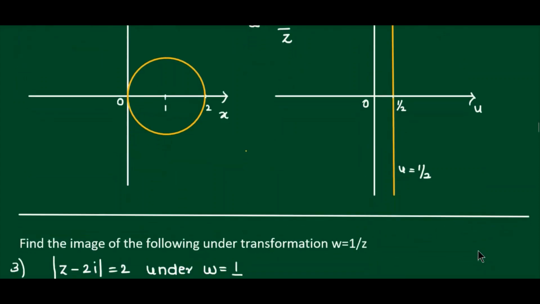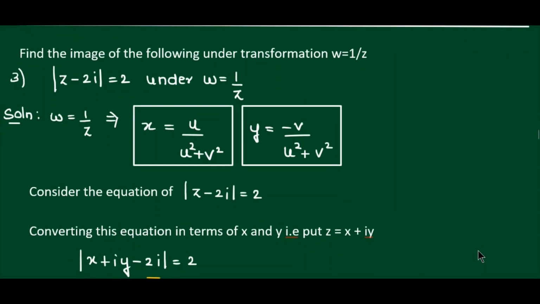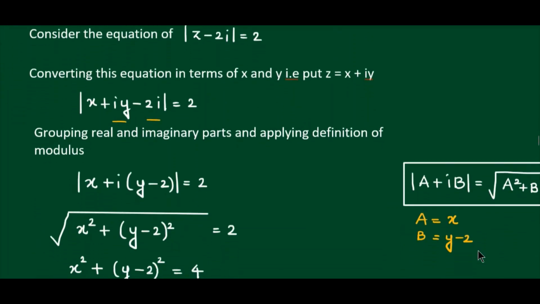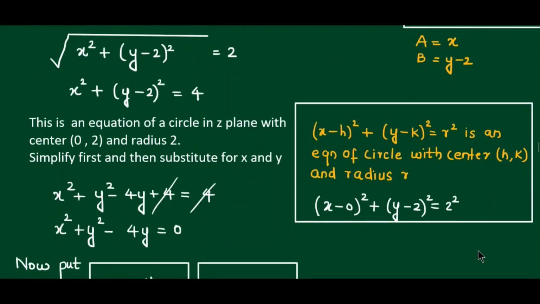Now, let us proceed with our second example. Find the image of the following under the transformation w equal to 1 by z. Here we are following the same procedure we used in the previous problems. That is, when you have w equal to 1 by z, you know the Cartesian equations, which is x equal to u by u square plus v square and y is minus v by u square plus v square. But you have to simplify this in terms of x and y, and then put z as x plus iy. Simplify the terms, group the real and imaginary parts, apply the modulus definition.